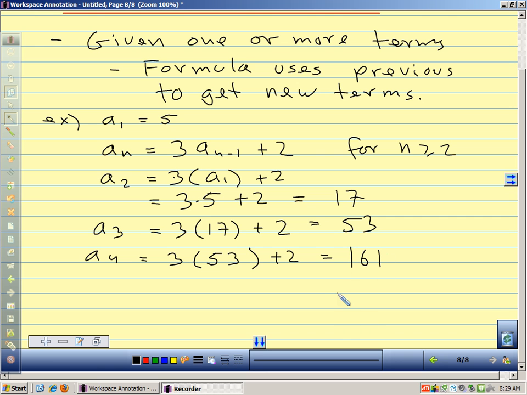So for a recursive sequence, the only thing that's different is I have to know some of the terms to start, and the formula will tell me how to find the new terms from the previous terms. Questions on that part?